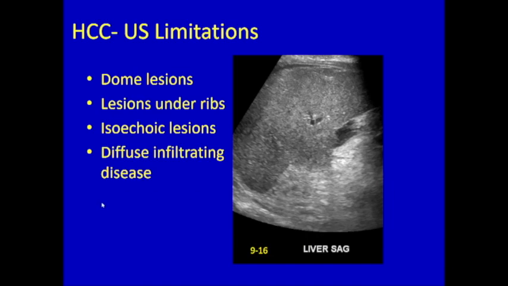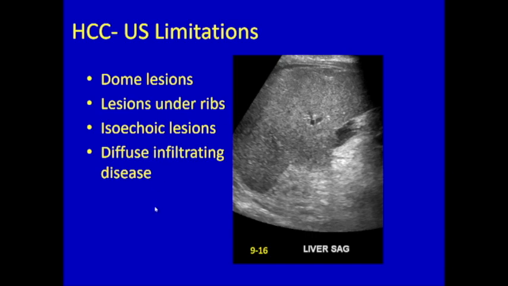What are the limitations? I'm seeing several of these people a day, so where are the pitfalls? What do I need to watch out for? Well, the biggest thing I think of is we are limited at the dome and limited with lesions on the ribs. I think my sonographers often don't scan up high enough, and they miss it.